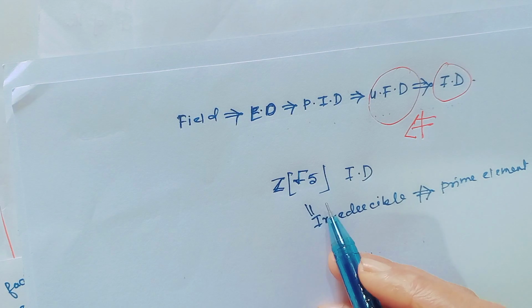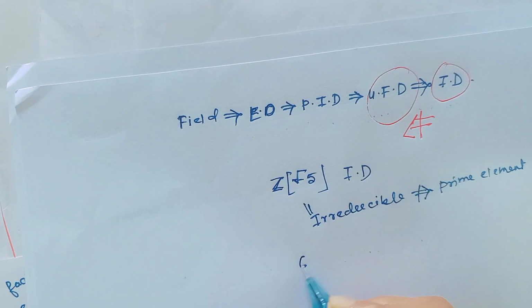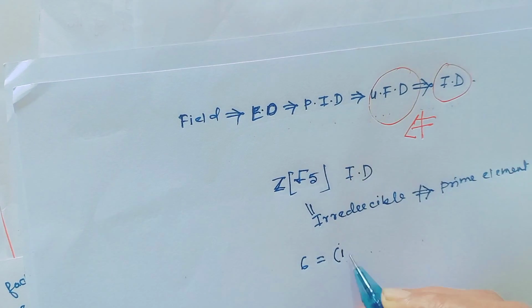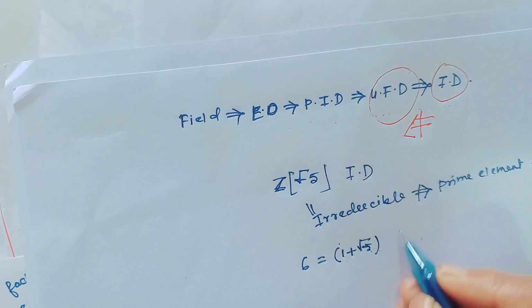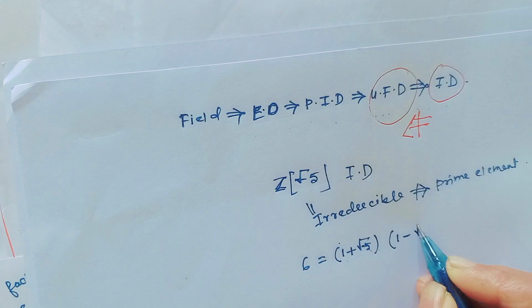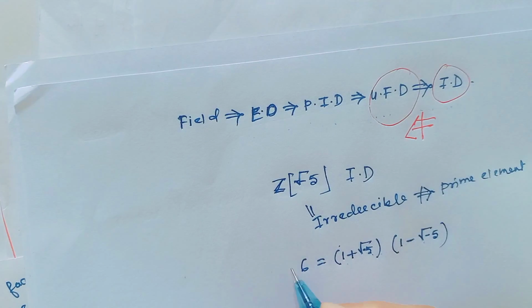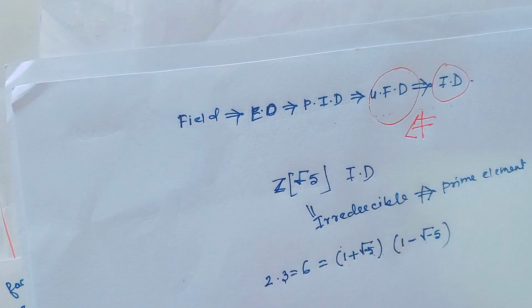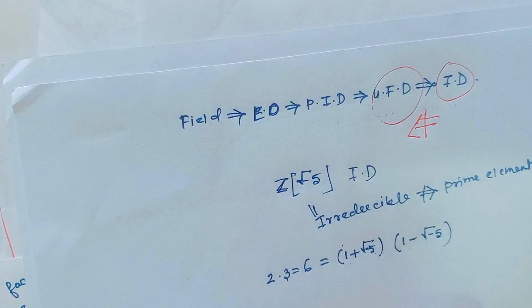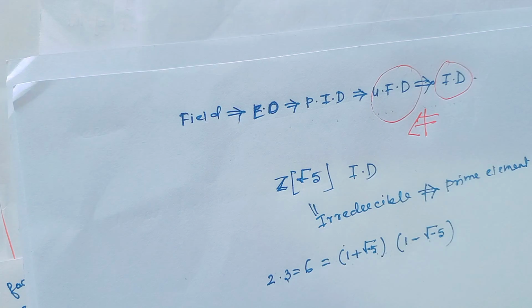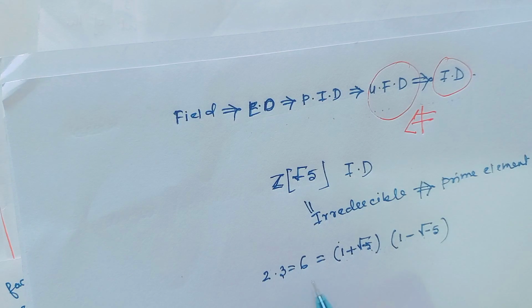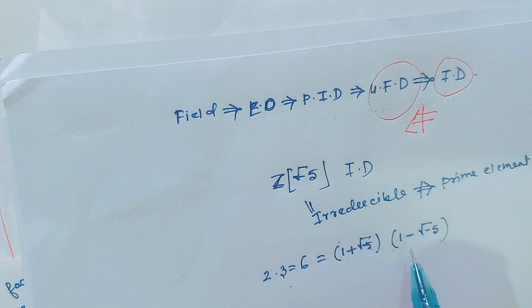We can write in Z square root of minus 5, the element 6 equals 1 plus square root of minus 5 times 1 minus square root of minus 5, equal to 2 times 3. Notice here, these are irreducible factorizations, but they are not unique.